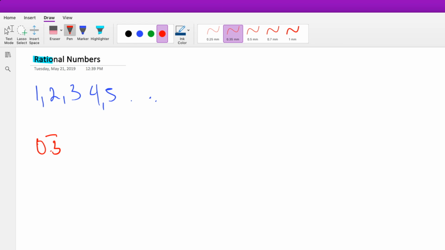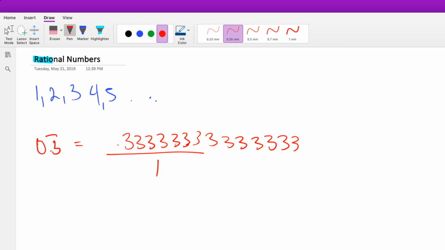0.3 repeating. How do I write a number that goes on forever as a rational number? It seems pretty much impossible, because if I wanted to write this as 0.3333333, before I could put it over 1, I would have to keep writing these 3's forever, because if I stopped right here, let's say, this would still be technically incorrect, because the 0.3 repeating goes on forever.